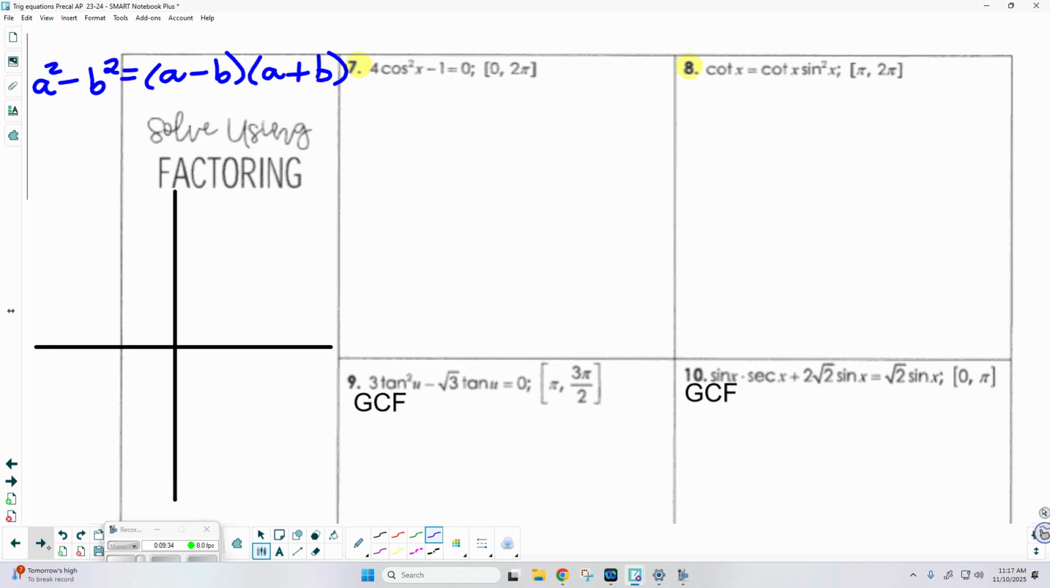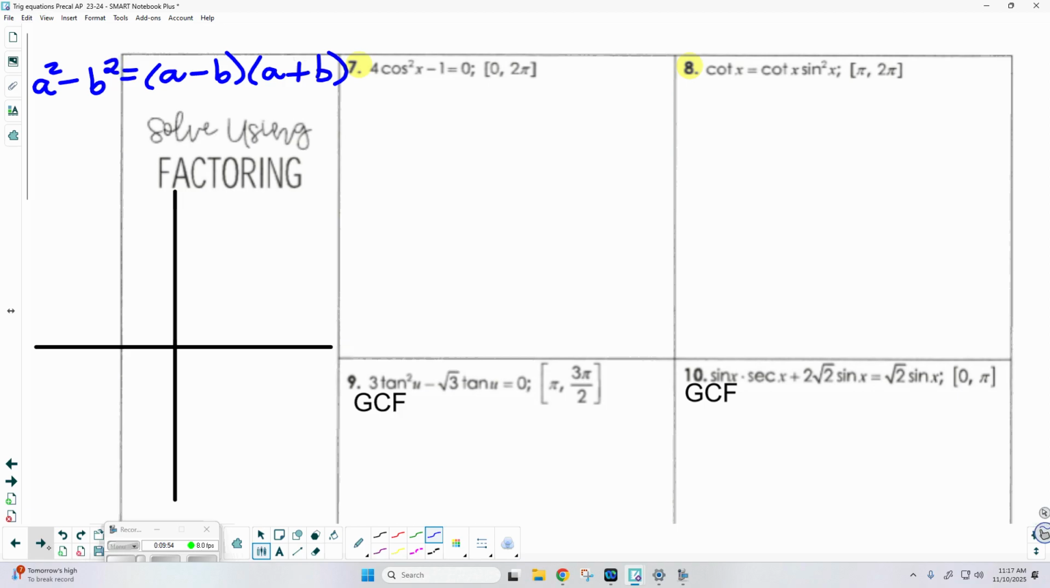Okay, but here's number 7. We've got 4 cosine squared of x minus 1 is equal to 0, and we're solving it on the interval from 0 to 2 pi. Well, this whole page here.